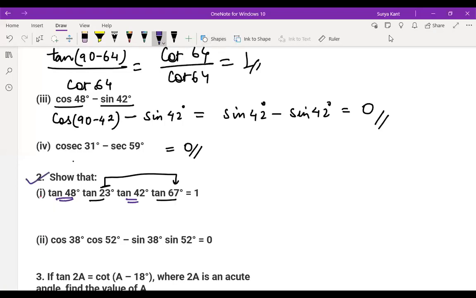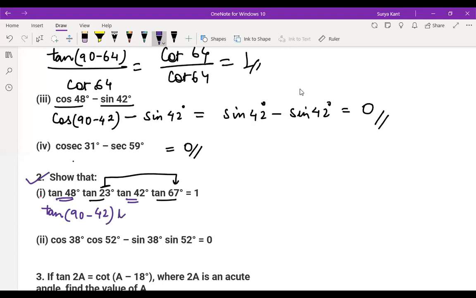So in this second question, you are having two groups. Either you change tan 48 or tan 42, the purple one, any one you change. And you have to change either tan 23 or tan 67, okay? So I'm changing this first part only, tan 48. What can I write for this? 90 minus 42.